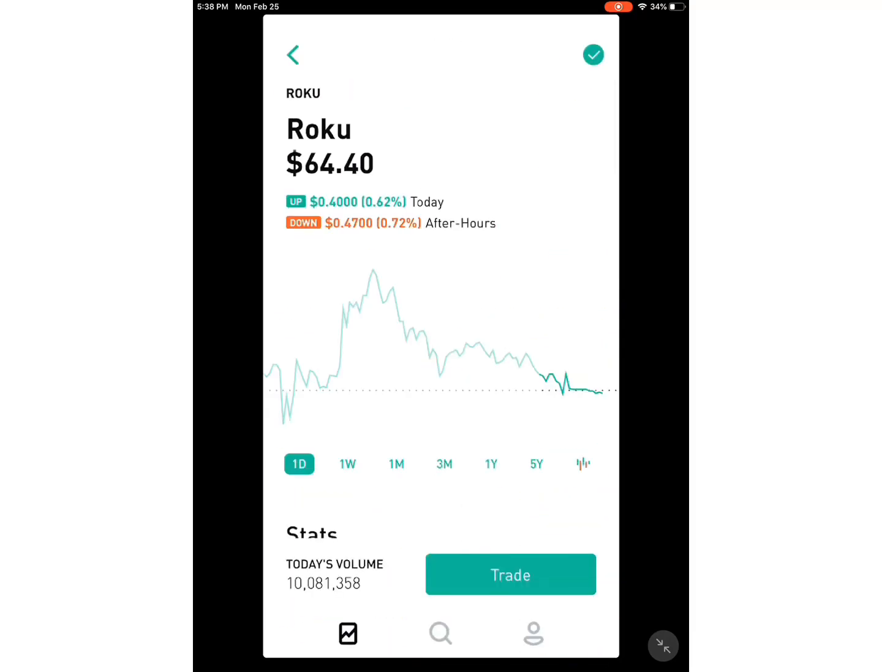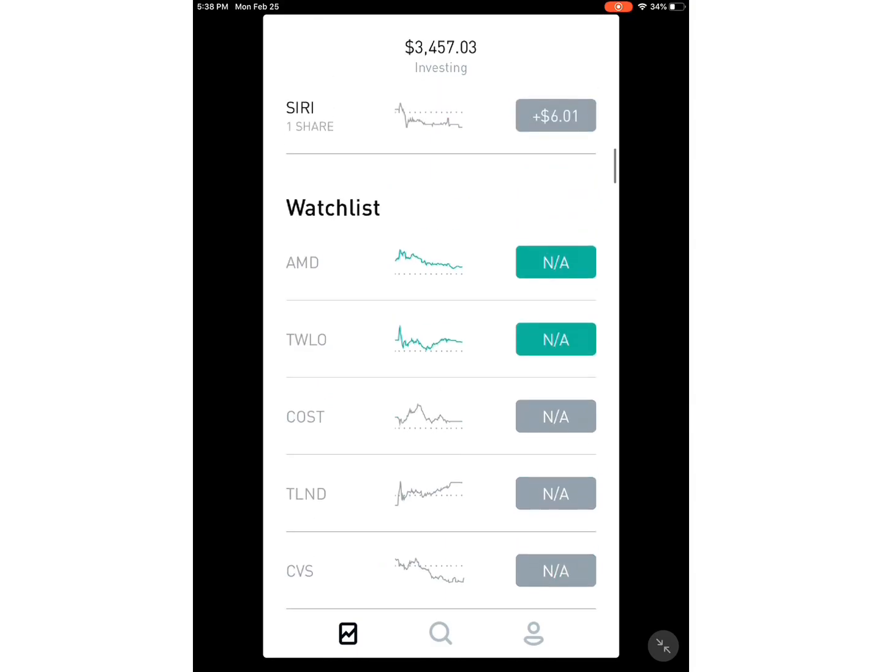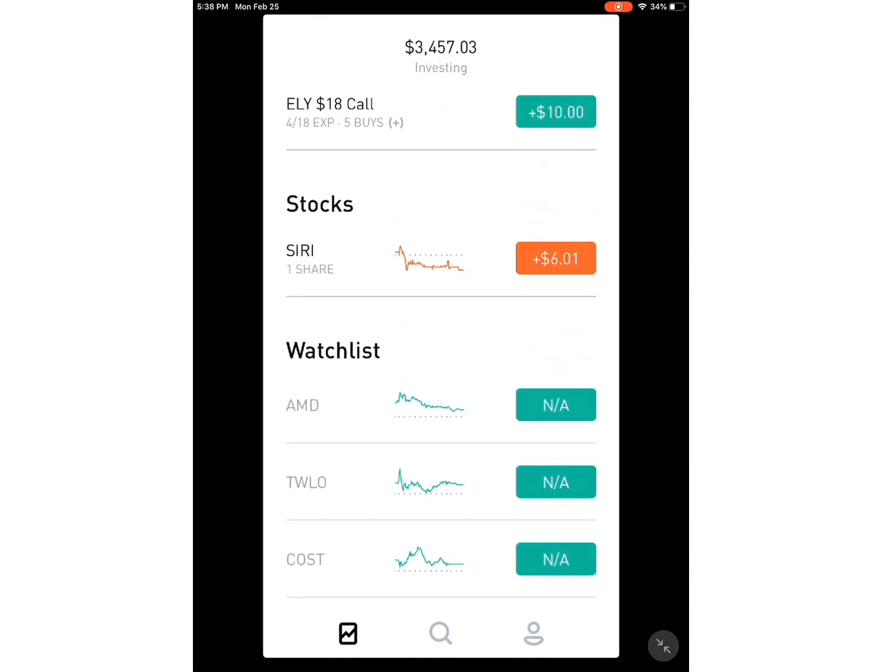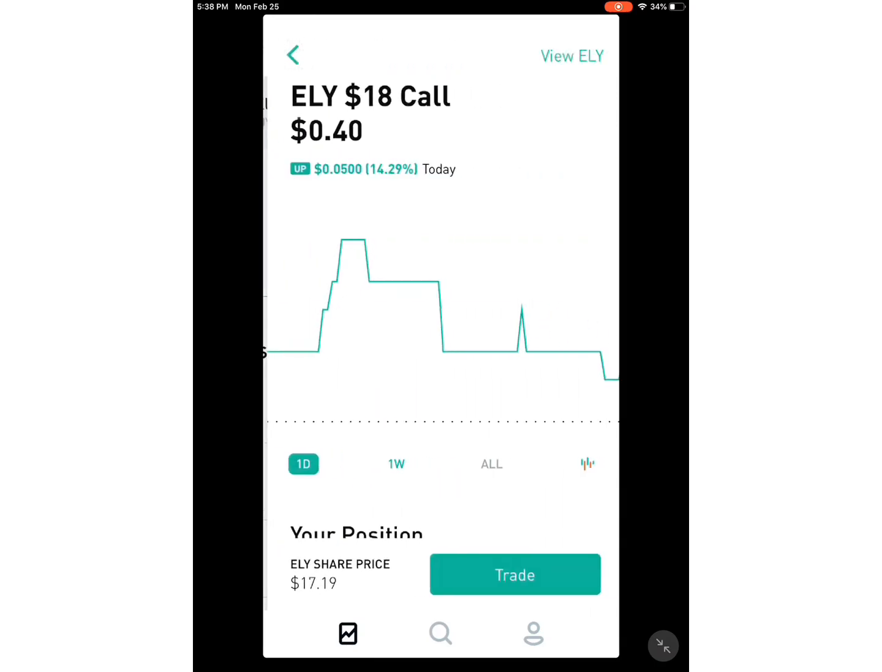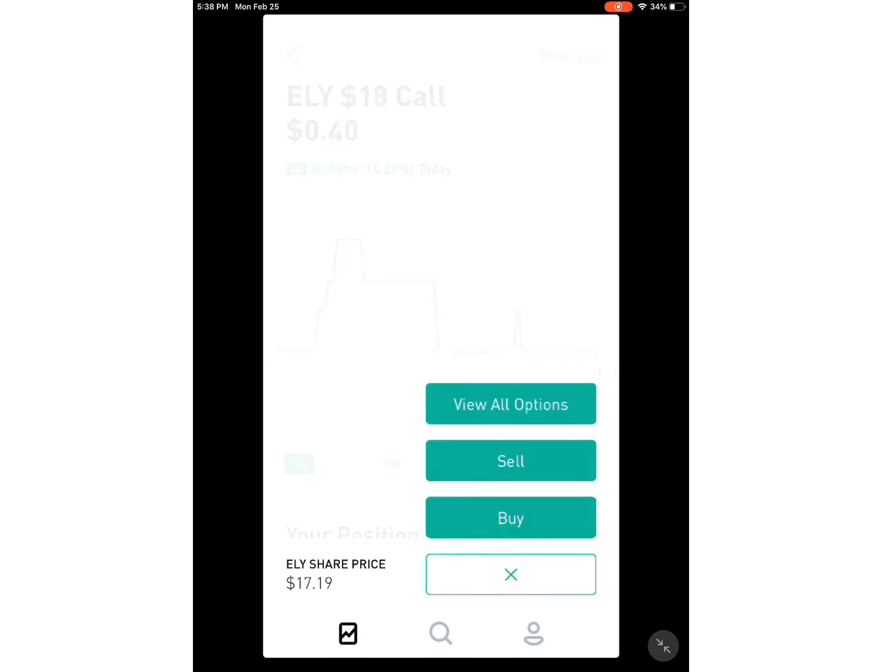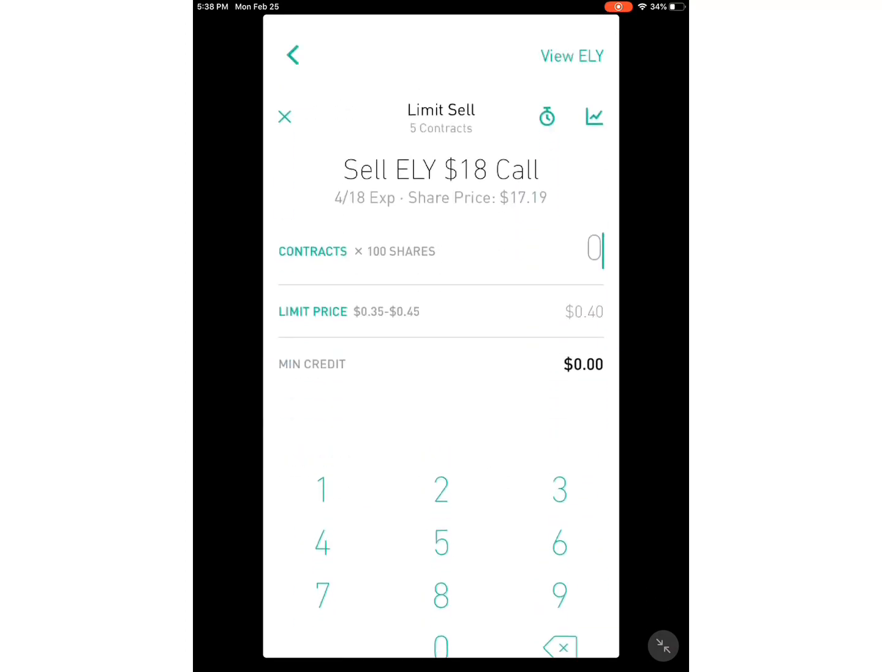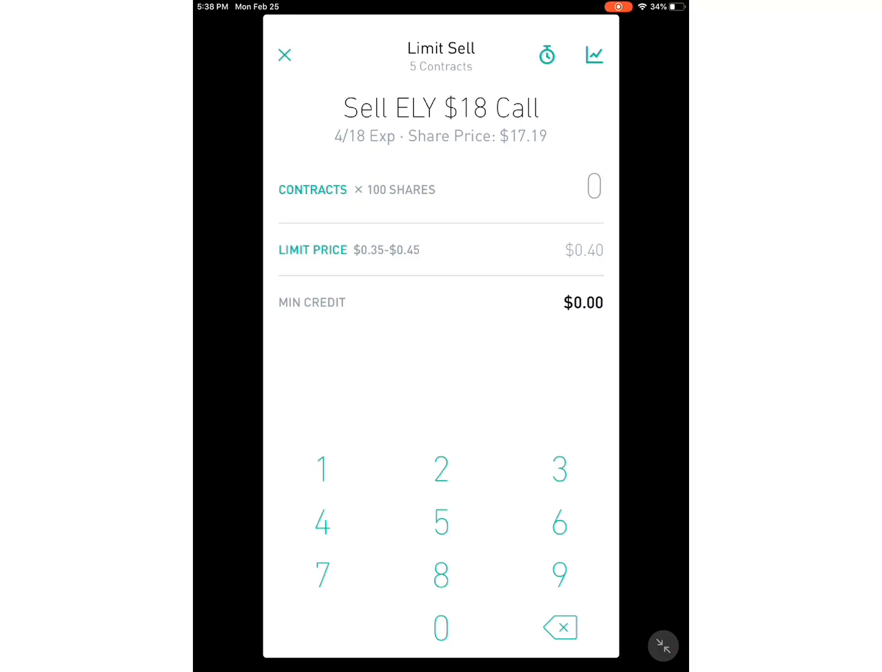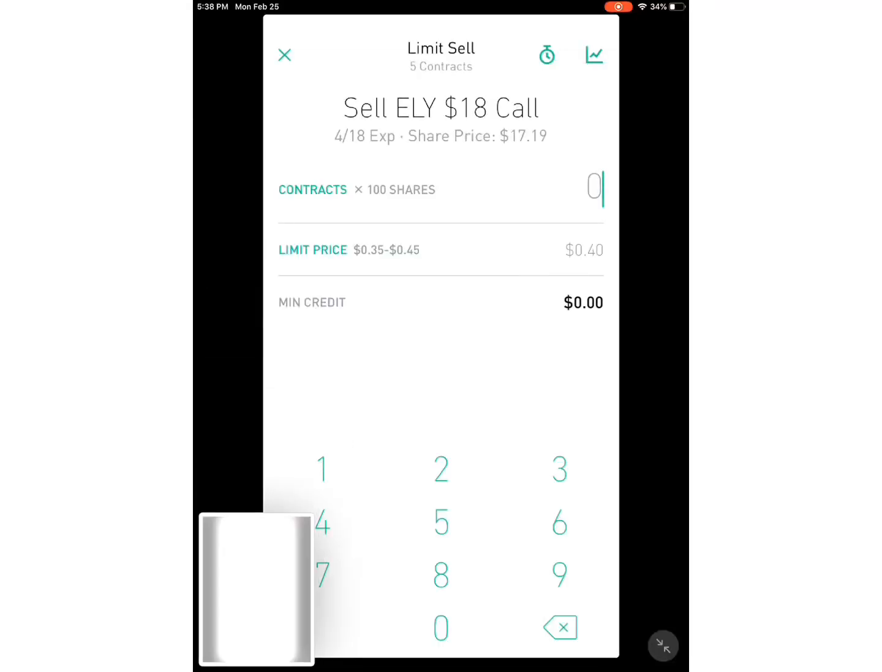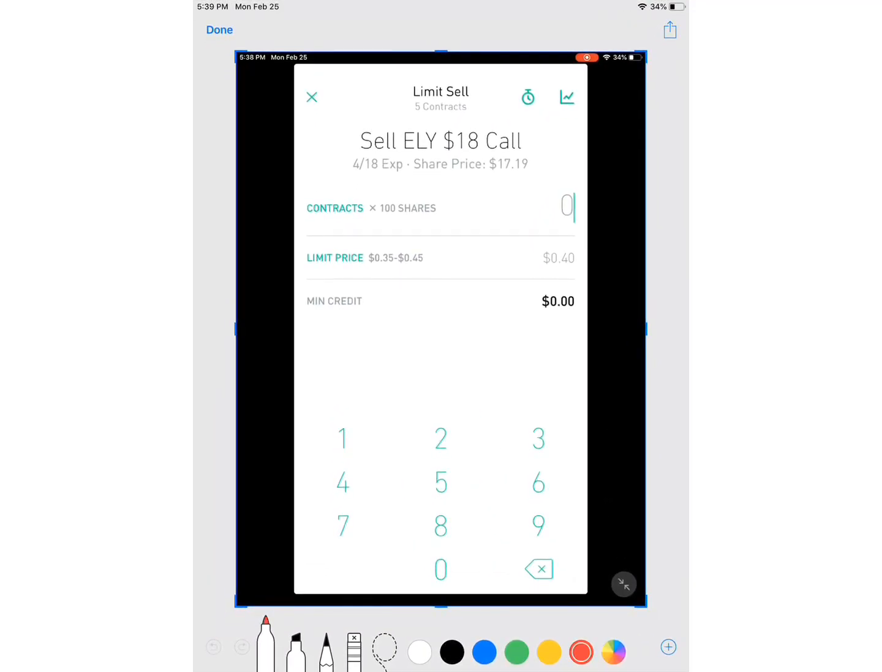So let's talk about how to sell one. So if I go up and I go to one that I'm in, I'm only up $10. 5 contracts on Eli Callaway. So I would go to trade and then I would go to sell. And so now it's the opposite on the spread. So now I want to, remember, your spread. So I would want to buy near the ask and sell near the bid price. The bid is the lowest on your spread. So now you're trying to convince them to sell your contract.